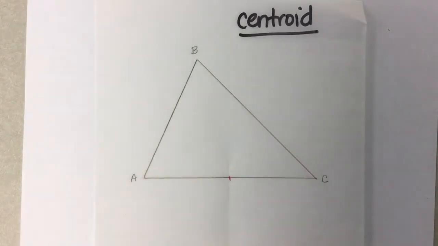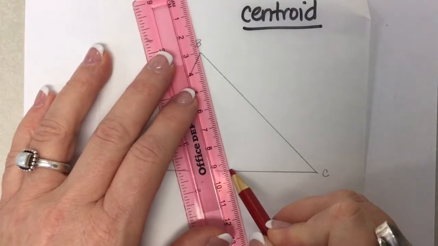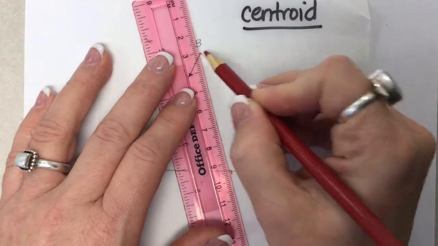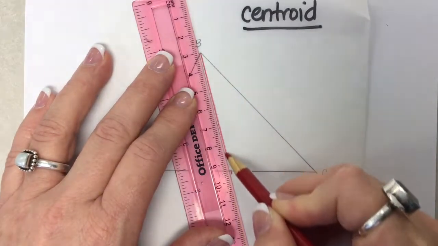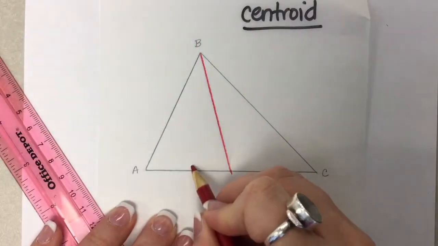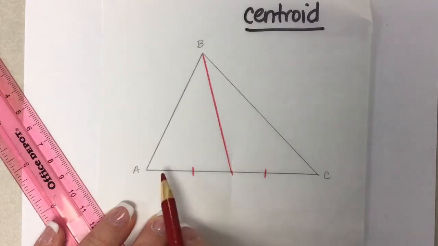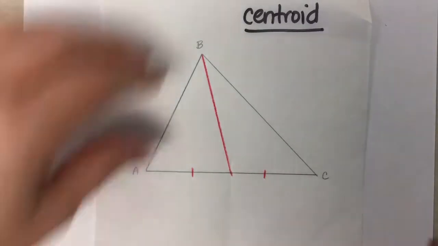So there's the midpoint. Now to make the median, I need a ruler, and I'm going to simply connect my midpoint to the opposite vertex. I'm going to use a solid line this time. I'm going to use my tick marks, and these tick marks are here to indicate that this side and this side are congruent. That's how I made it.